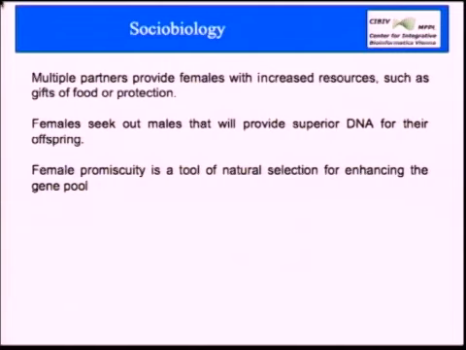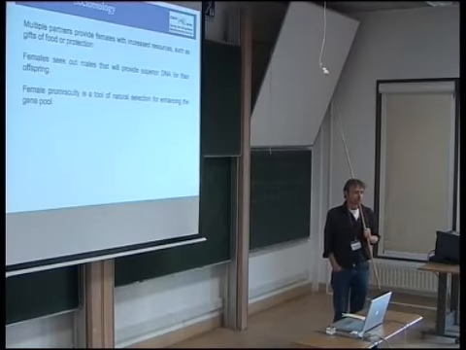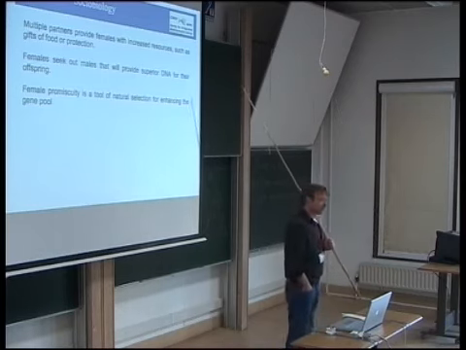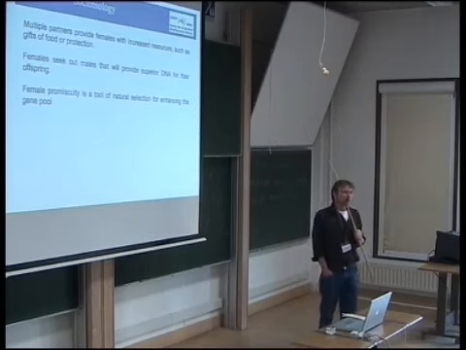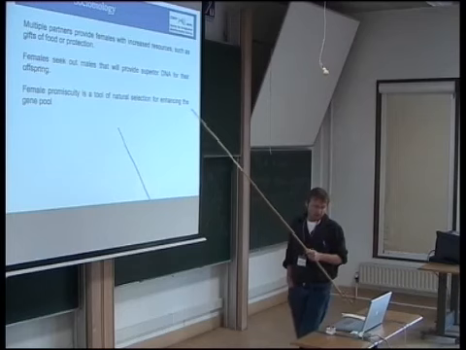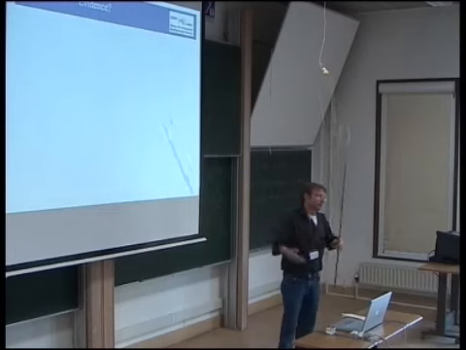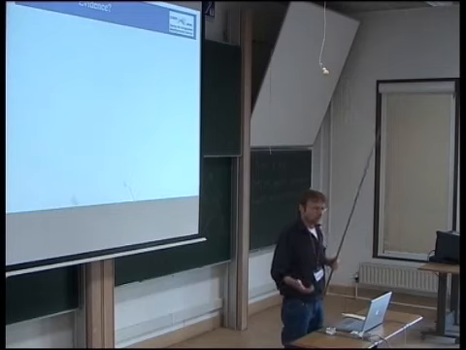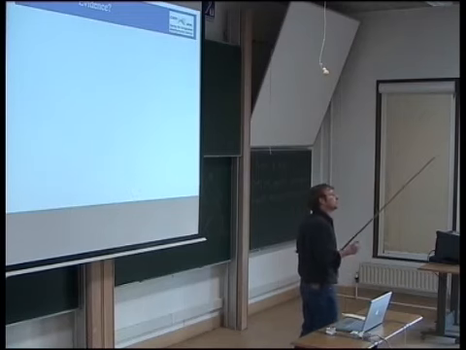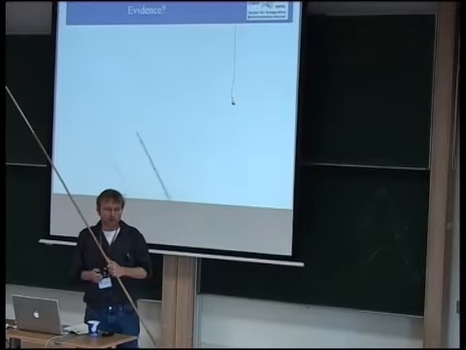Multiple partners provide females with increased resources such as gifts or food or protection. Females seek out males that will provide superior DNA for their offspring. Female promiscuity is a tool of natural selection for enhancing the gene pool. So it favors not only the survival of the individual female, but in a sense also the survival of the whole population, especially if resources are rare. If you have a lot of resources, then of course you don't have to care about bringing up your child because everything is there. So this was a sociobiologist's explanation of why these things may be advantages. Of course, they do not really specify when they are advantages and what the true conditions are.